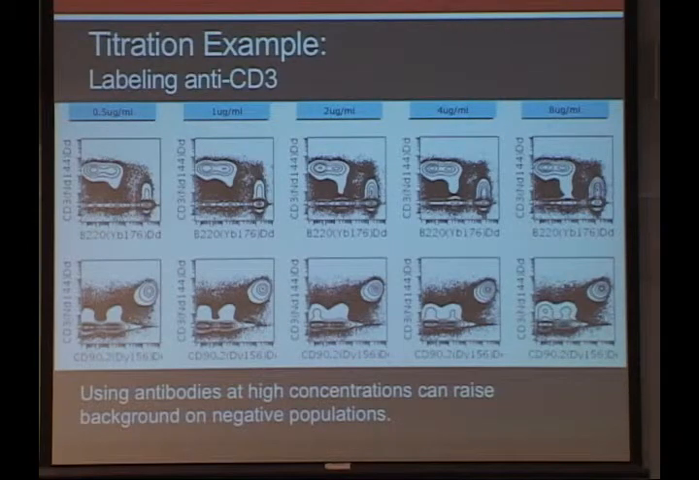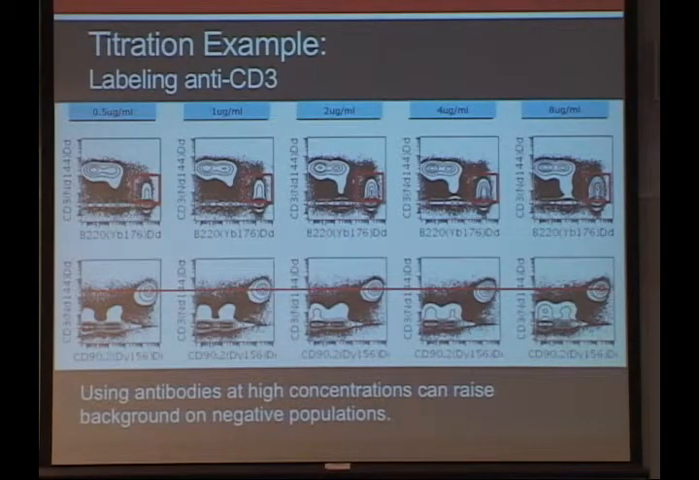So I'm looking at my double positive population there. And what you'll see is as I titrate up my concentration of antibody, really not getting a tremendous differential between the positives on my T cells. But what is happening, if you'll take a look at those boxes on the upper portion of the charts, is that my background staining on my B cells is actually increasing pretty substantially as I add more anti-CD3 antibody.